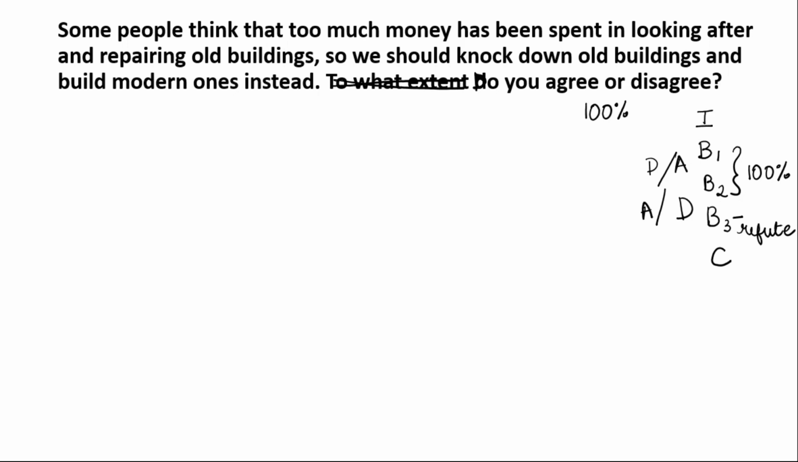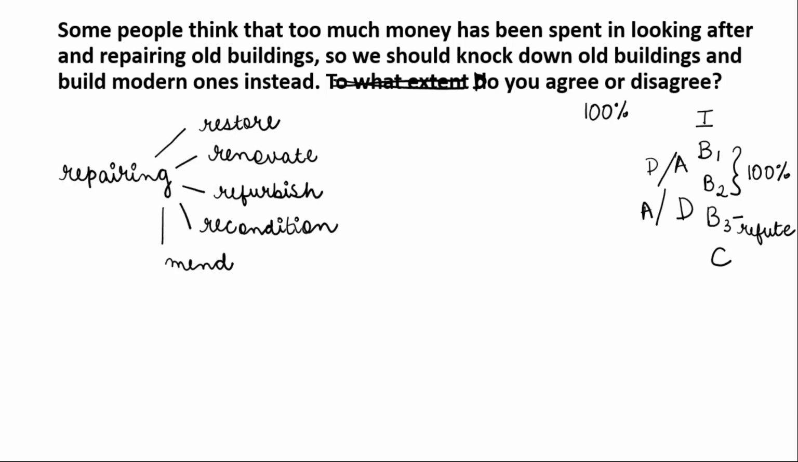Before we brainstorm the points, let's first write some synonyms of the words that we are going to use frequently. These are the various synonyms that I have written for repair. Instead of repair, we can write restore, renovate, refurbish, recondition, or mend it, so that I don't have to write the word repair all along in the essay.